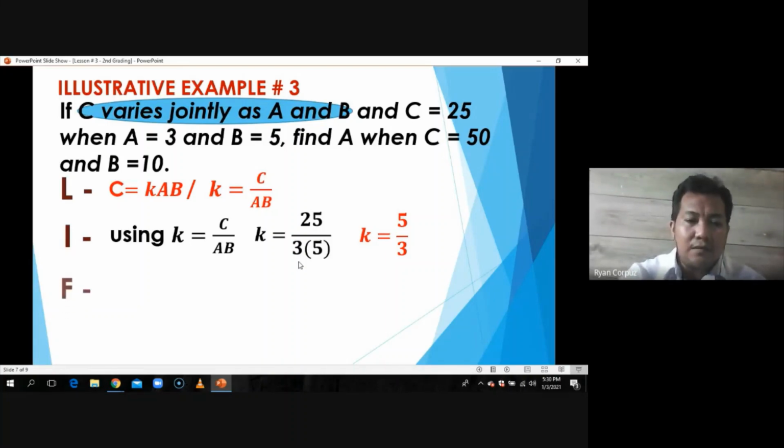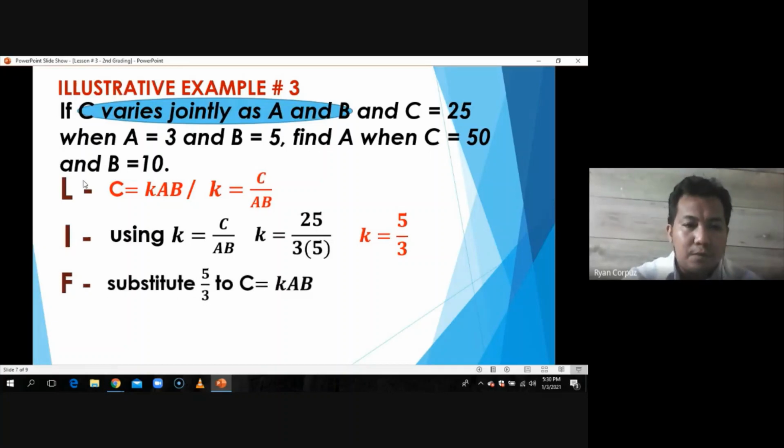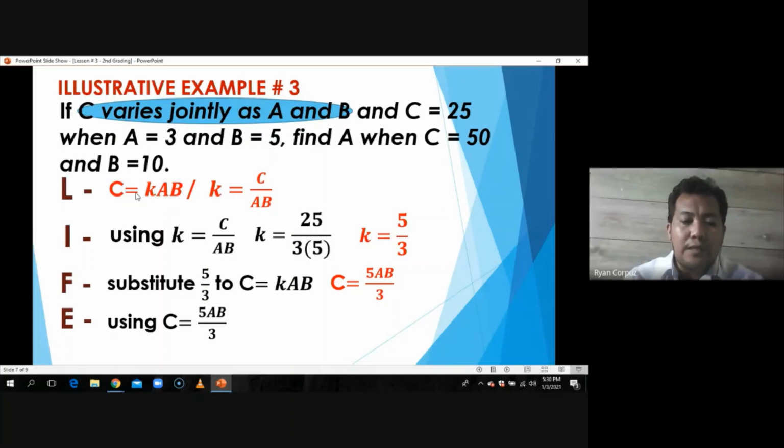So that value of K is to be substituted into the first form equation, C is equal to KAB. So we will have an equation of variation, C is equal to 5AB over 3. And that equation form, C is equal to 5AB over 3, is to be used. That would be the equation to use in order for us to find the unknown in the problem. But what we are looking for is A. Even though A is there, we are still going to make use of this equation. Find A when C is 50 and B is 10.